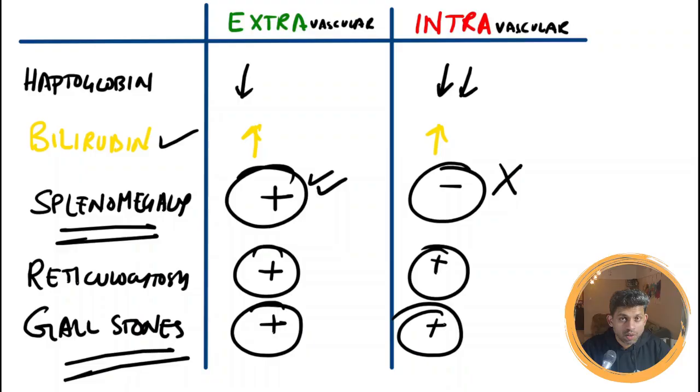In the next video, we look at a prototype of hemolytic anemia due to membrane defect, which is hereditary spherocytosis. Think at the cell level.